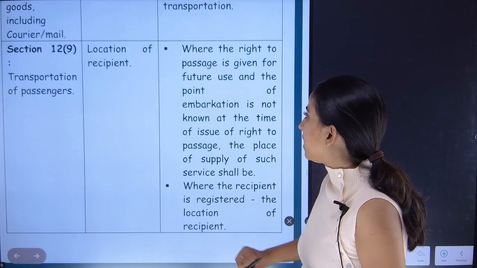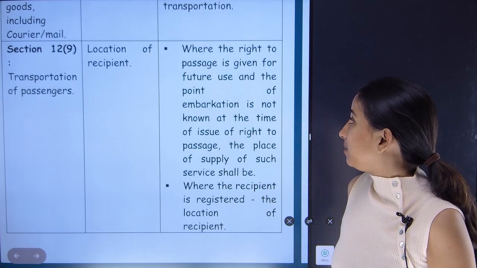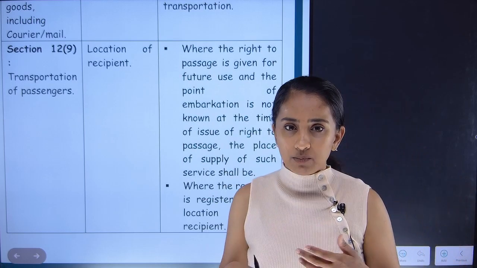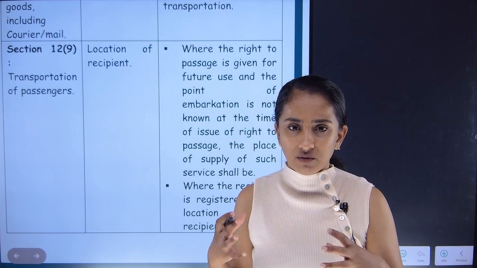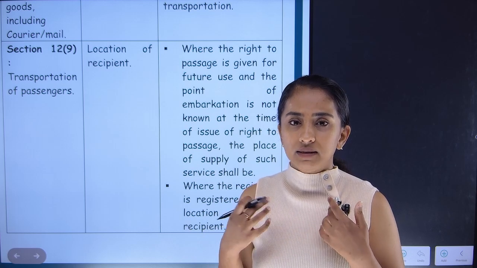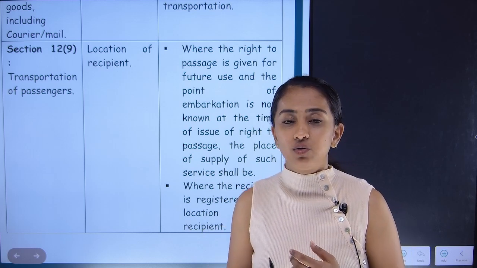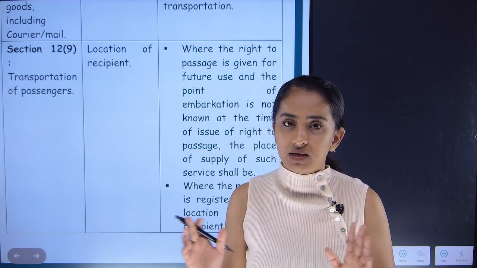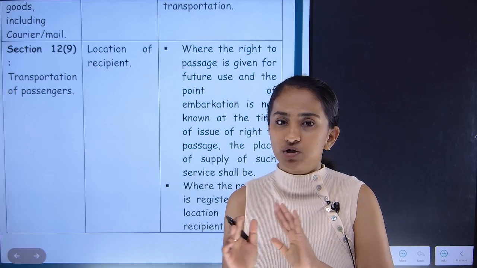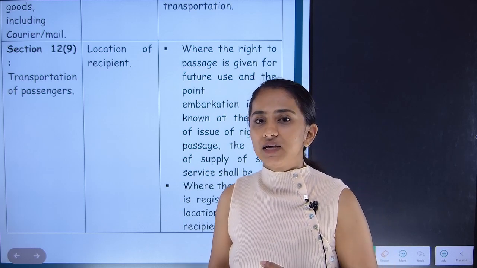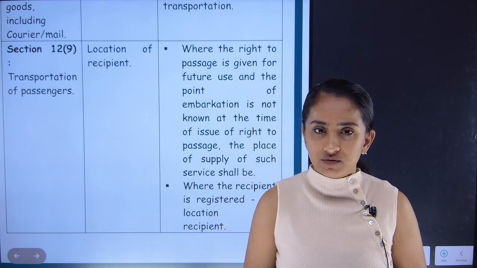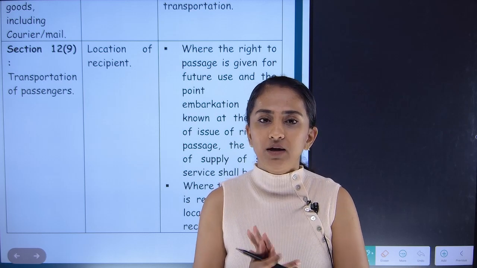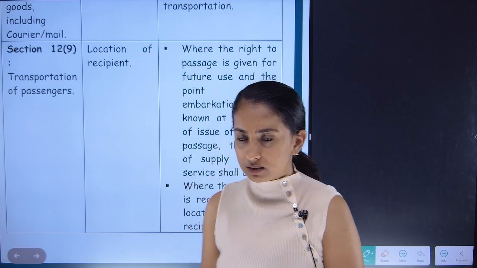Next, transportation of passengers, location of the recipient. So, I am booking a ticket. What is my location? That will be the place of supply. Generally, as I told you, more than 90% of the cases, your place of supply will be location of recipient. Only in case of immovable property or actual performance of service, it will be the actual immovable property or performance of service place.